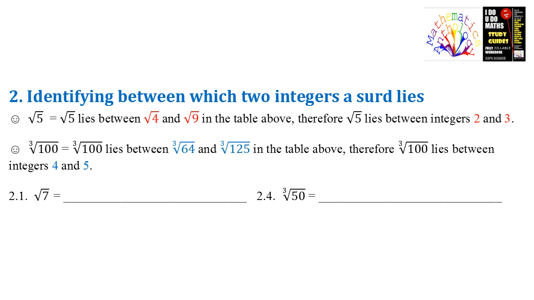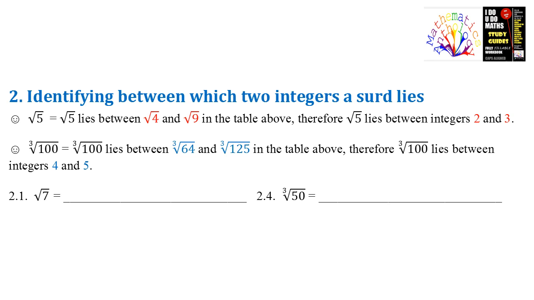Let's look at what we are given here. The square root of 7. The square root of 7 lies between the square root of 4 and the square root of 9. So the integers that the square root of 7 would lie between would be 2 and 3.